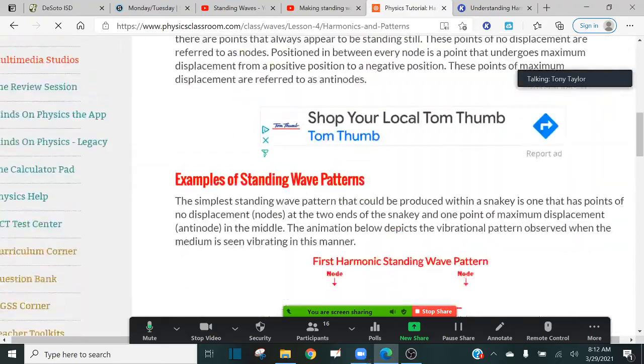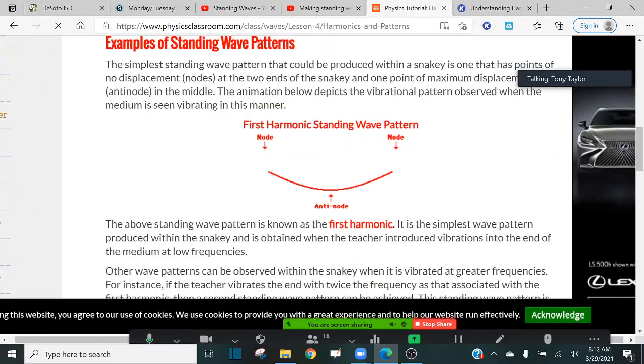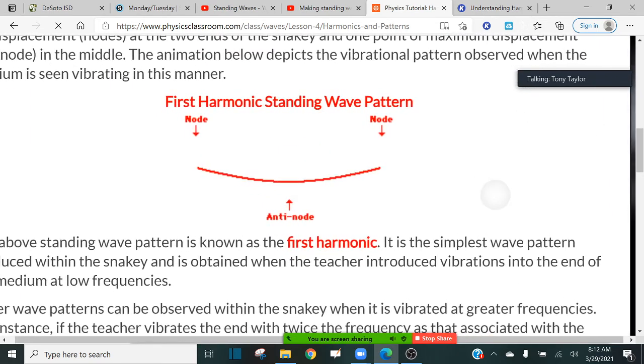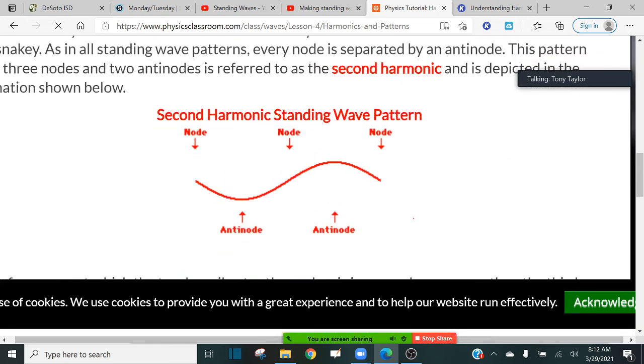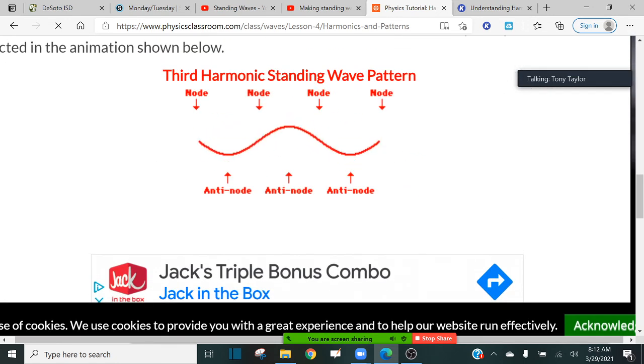Before I let you guys go, remember what I said. Any object vibrating at the first harmonic always has one antinode. If it's vibrating at the second harmonic, it has 2 antinodes. If it's vibrating at the third harmonic, it has 3 antinodes, and so on. So basically, the harmonic number tells you the number of antinodes that you have. And remember, the number of nodes is always one more than the number of antinodes. So if we can guarantee that we have 3 antinodes, we can guarantee that we have 4 nodes.